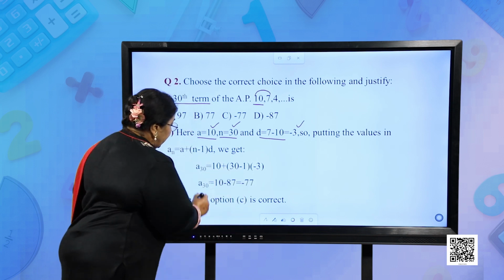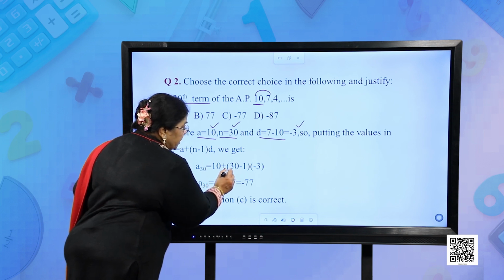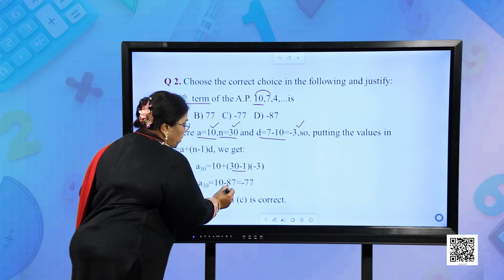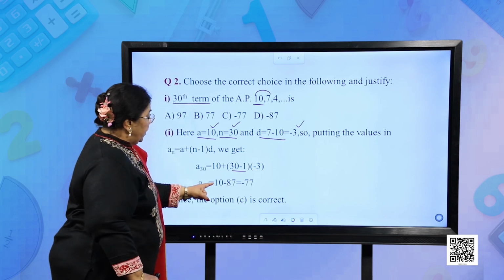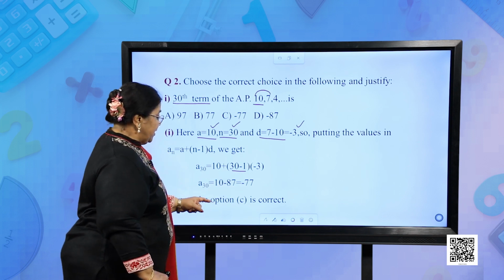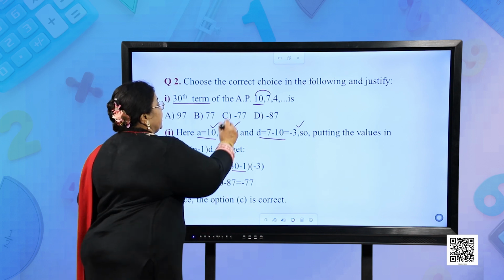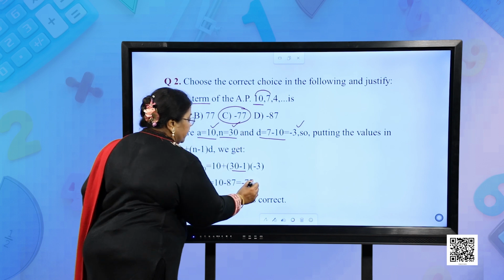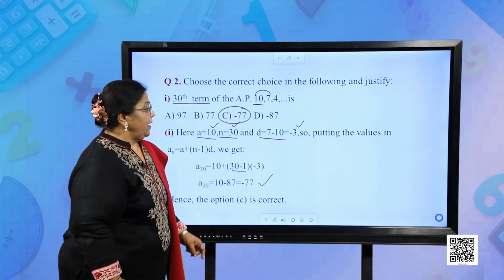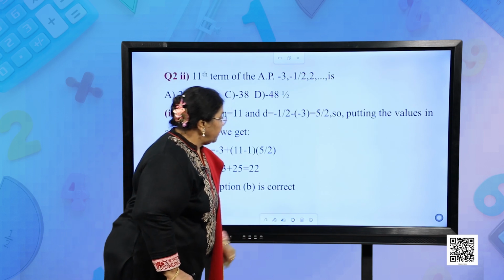On simplification, A30 is equal to, what is 30 minus 1? 29. 29 into minus 3 will give me minus 87. So, 10 minus 87 is minus 77. So, children, which option is correct? Yes, C option is correct, minus 77. Is it clear? Okay, let us proceed to the next question.